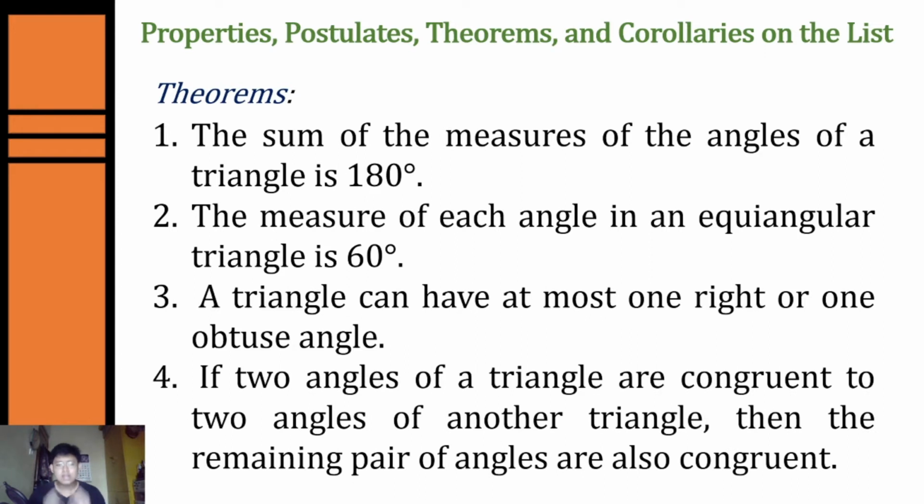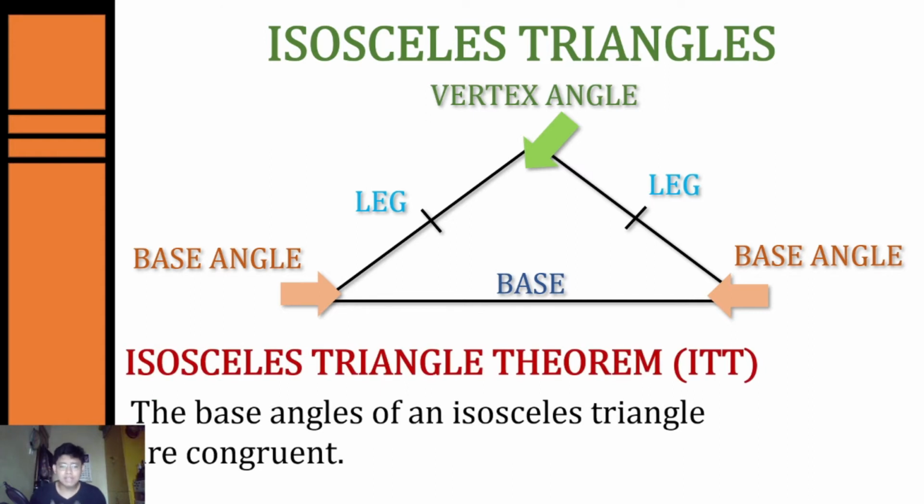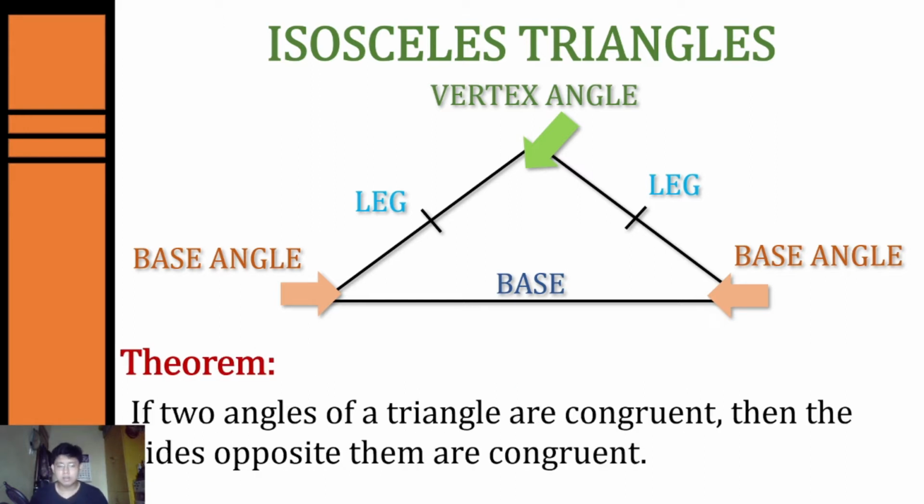And last one, if two angles of a triangle are congruent to two angles of another triangle, then the remaining pair of angles are also congruent. Now let's talk about the isosceles triangle. Now we have this isosceles triangle theorem, wherein the base angles of an isosceles triangle are congruent. Another theorem is if two angles of a triangle are congruent, then the sides opposite them are congruent.